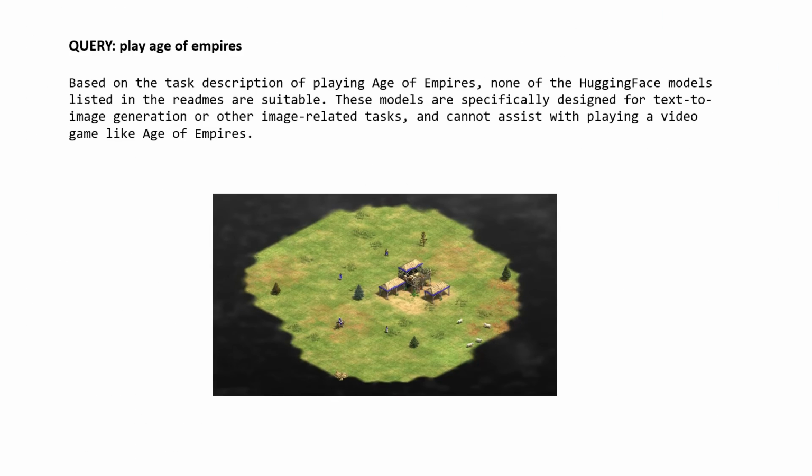What if we ask the model about something it just can't do, like play Age of Empires? It's smart enough to recognize that none of the models that were retrieved are suitable for this task, and it's good at not hallucinating anything.